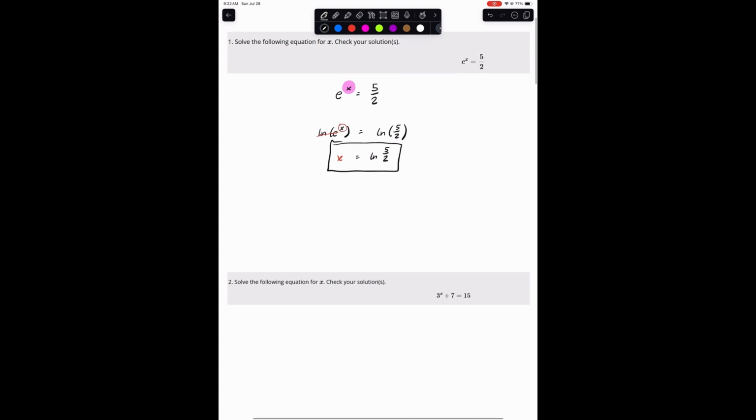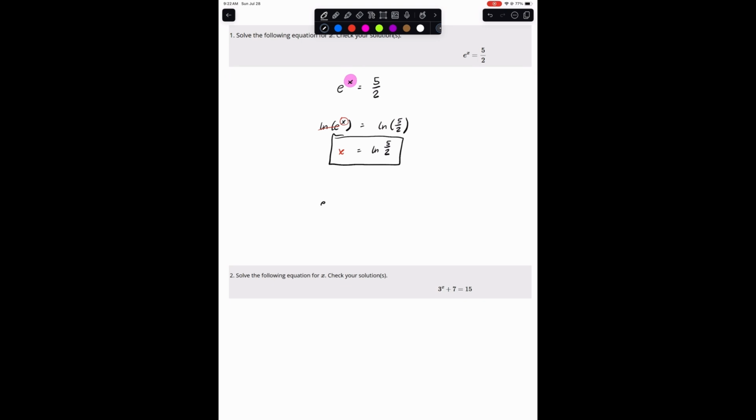Now to check, e to the power of natural log 5 halves. We know that if the base of the log and the actual base are the same, they just cancel out. So you get 5 halves, and it equals 5 halves. So this is all good to go.